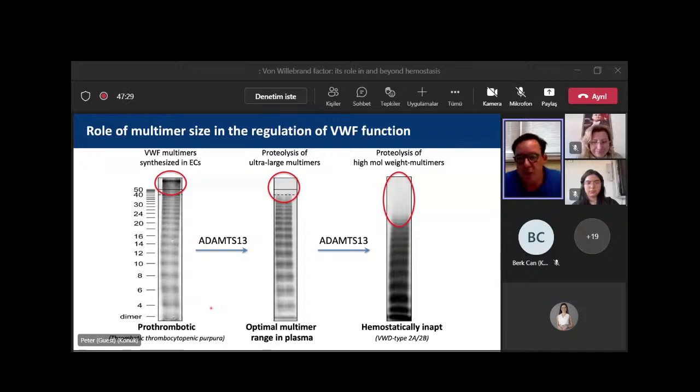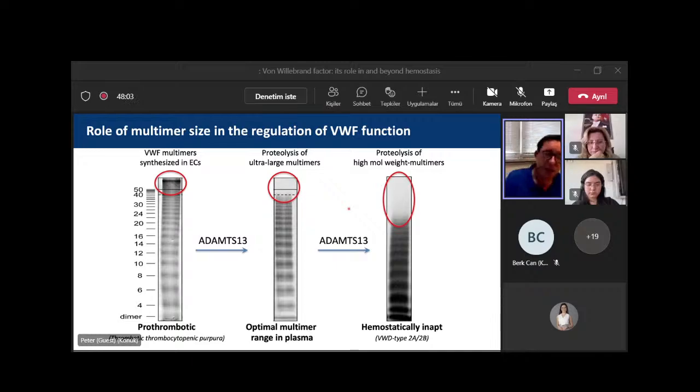But there are also conditions in which ADAMTS13 is doing its job too well. One example is patients with type 2A, where there is a mutation that accelerates cleavage of VWF by ADAMTS13, and then you actually start to lose the higher multimers as well. The problem there is that your VWF does not function well anymore. It will not have the hemostatic power to recruit all your platelets.